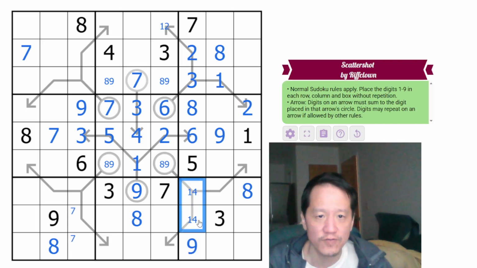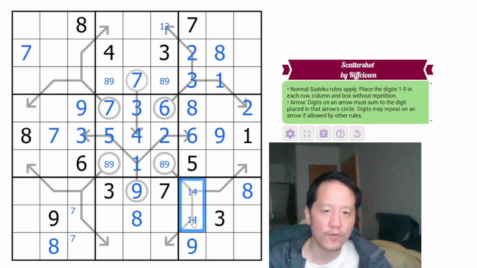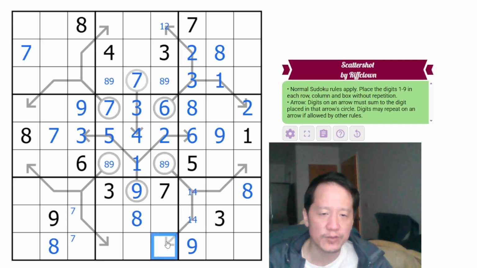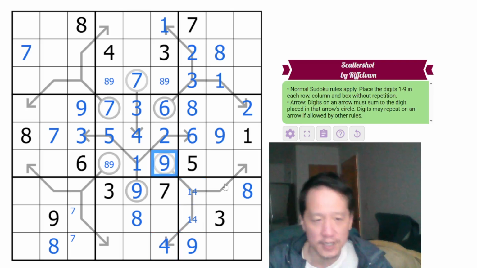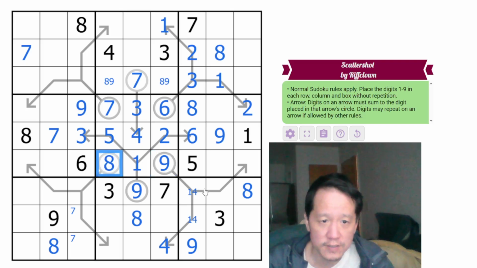And this is 1 or 4. 1 or 4 adds up to 5. And so this must be 3 or 4. Well, it can't be 3 because of the 3 already there. This actually has to be a 1. So this has to be 4, which means these 3 digits add up to 9. So this is 9, which makes this an 8.